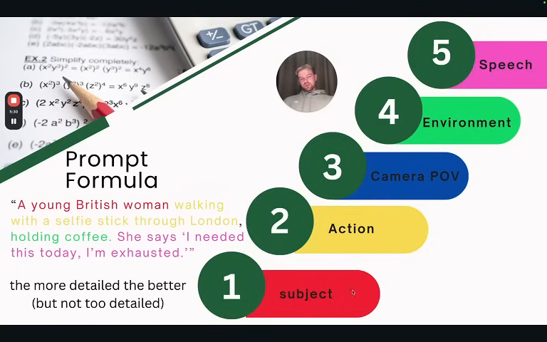So number one, you can have the subject. Now, this is a very, very simplified prompt. You're going to want a bit more detail than this. Of course, the more detailed, the better, but you cannot have too much detail. If you have a whole paragraph on the subject, a whole paragraph on number two, it won't be able to process that amount of information, and it will just time out.